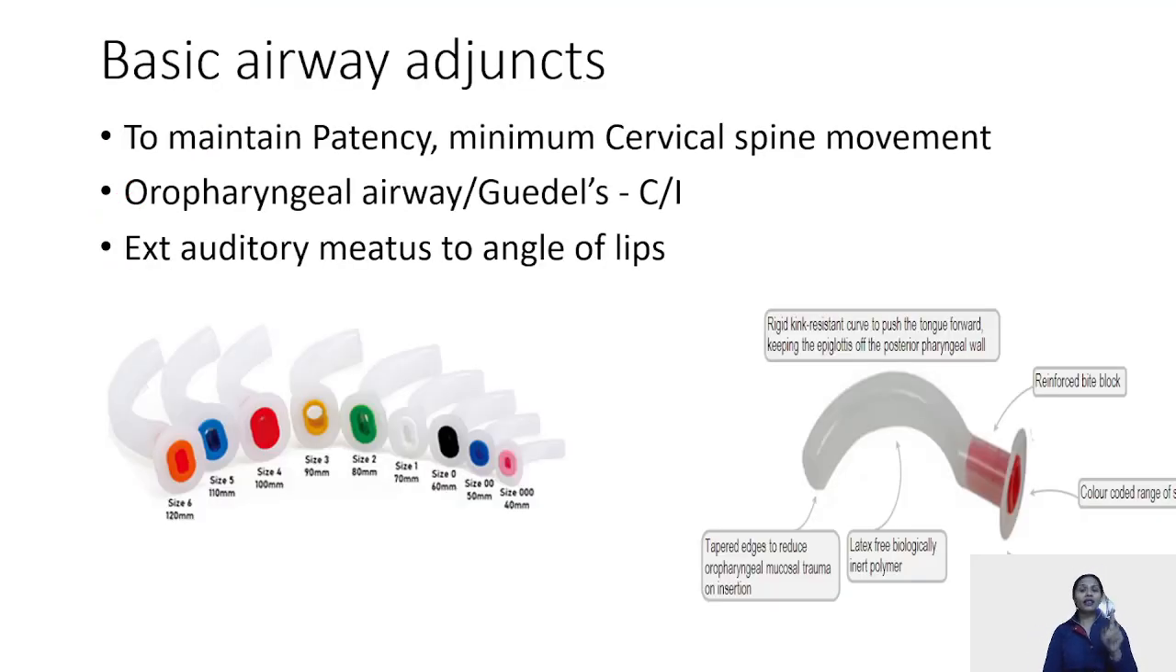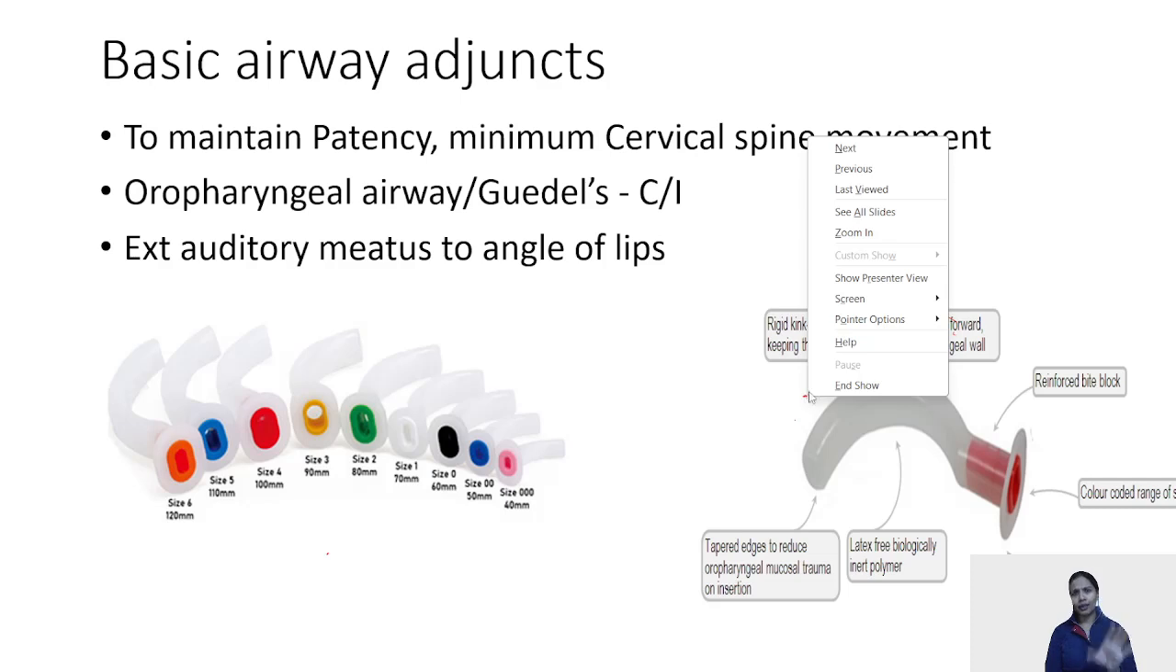Now, the second airway equipment are your airway adjuncts in the form of your airways, which could be oral airways or nasal airways. As you can see, these are your oral airways. If you can see, this oral airway has many parts.